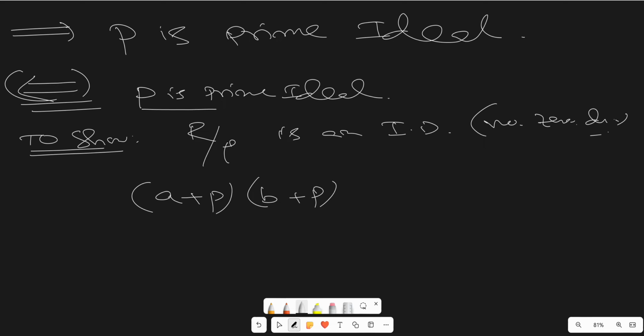See, we have assumed that this is a prime ideal. What is the definition of a prime ideal? ab inside P implies either a inside P or b inside P, right? So what is a plus P and b plus P? You have to show this has no zero divisor. That means one of them has to be zero.